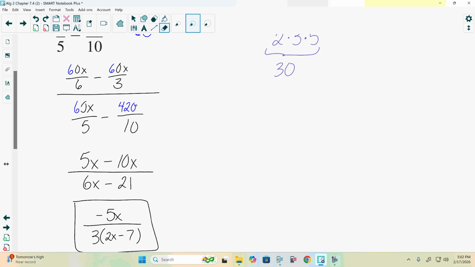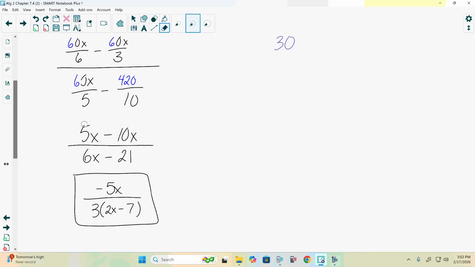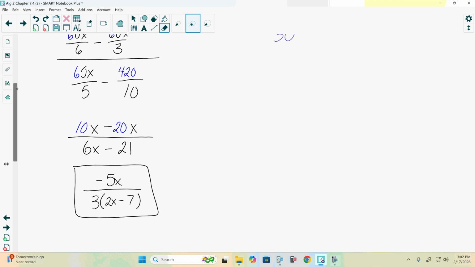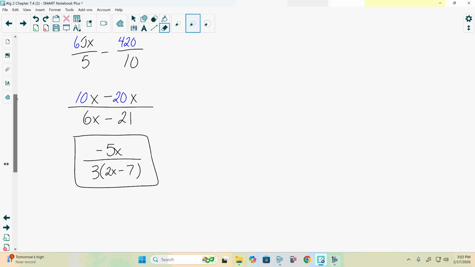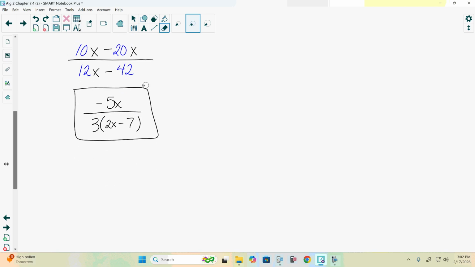Instead of 210, we're going to get 420. So we can see that the factors did go up. Instead of 5x, 60x divided by 6 is going to be 10x. 60x divided by 3 is 20x. On bottom, 60x divided by 5 is going to be 12x. And this is going to be 42.